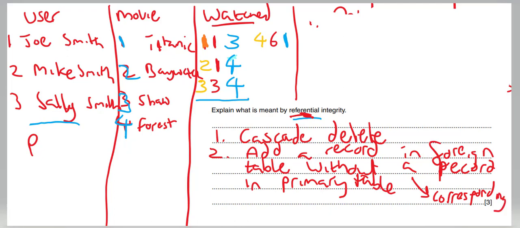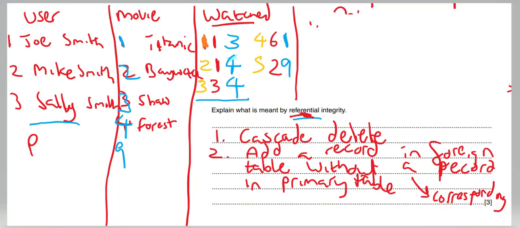So say that again. I don't want to be adding. Let's imagine that we added movie. Okay, so the 5th movie watched was watched by Mike Smith, and they watched movie number 9, because we didn't have a movie number 9, so we shouldn't be able to do that. Unless we have a movie number 9 in our primary table, we can't add it into the foreign table. That is another referential integrity rule. Okay.